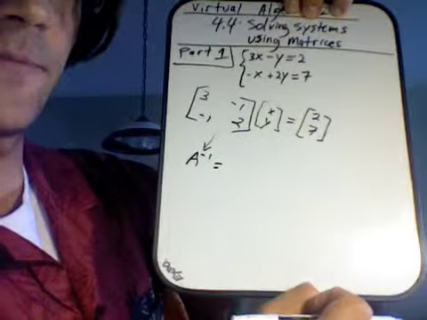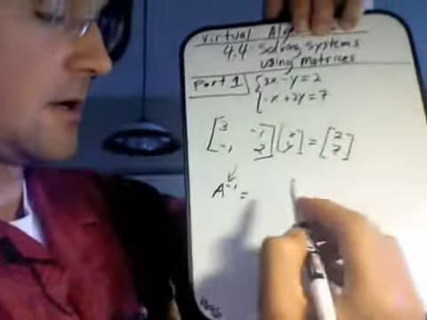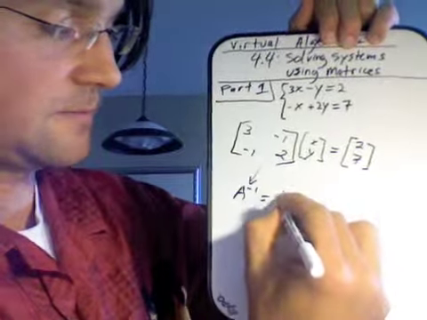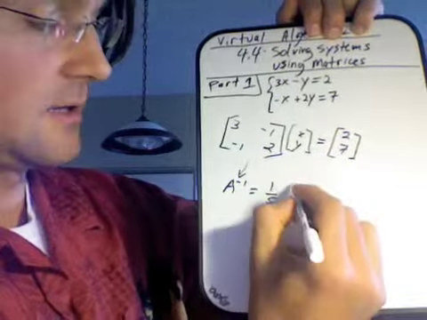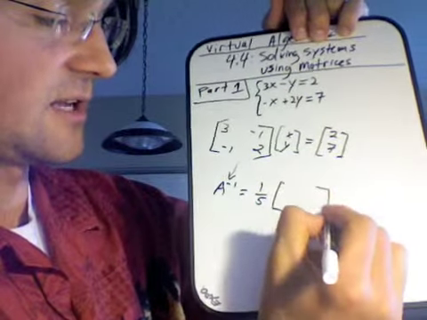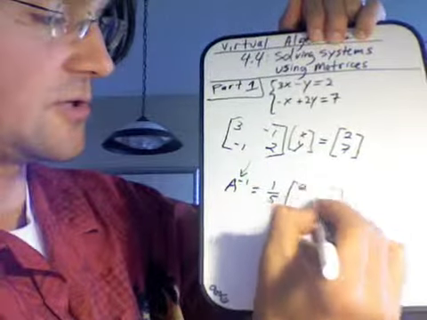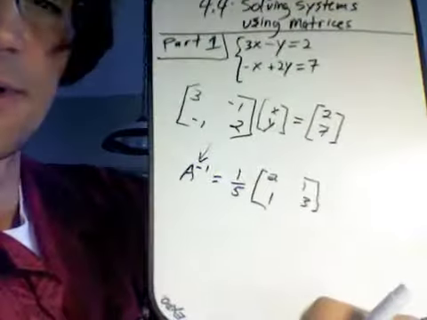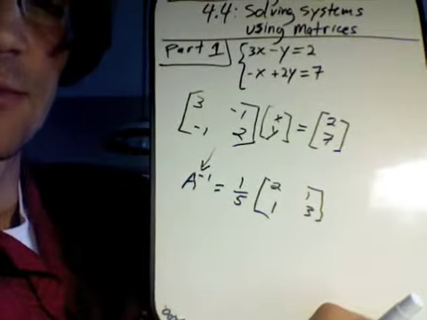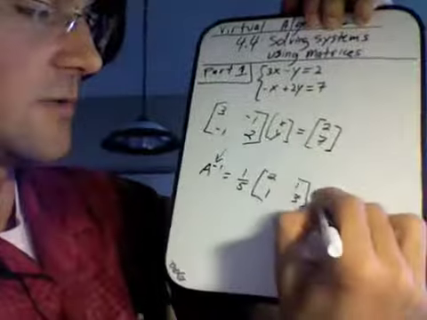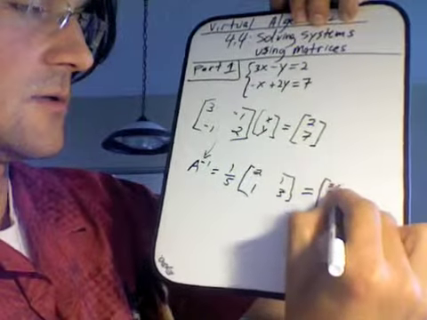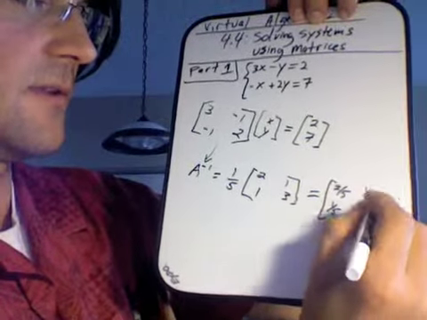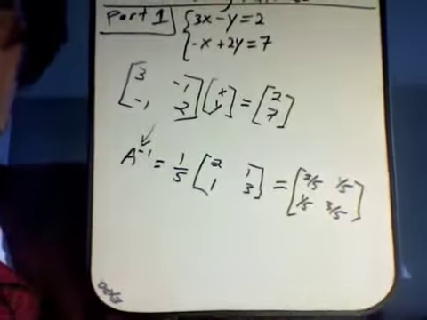You remember how to do that? Well, of course you can use your calculator, but you can also find the determinant, 6 minus 1, 5, and then play the game with switching things around. The 3 and the 2 switch, and these two change signs. Okay, so there's our inverse matrix. 1/5 times 2, 1, 1, 3. We could also write it as 2/5, 1/5, 1/5, 3/5. It doesn't really matter which way we do it.